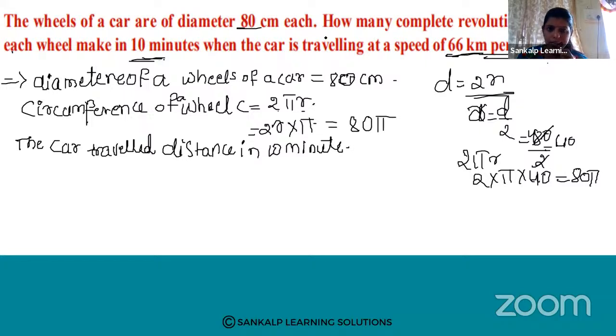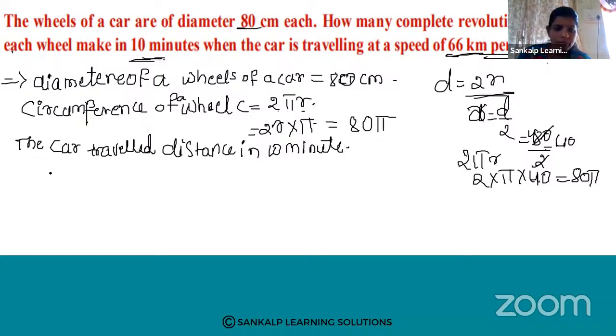So per hour. Here we have 80 centimeter, and here it is per hour. So we have to convert kilometer per hour into centimeter. Convert kilometer into meter and then meter into centimeter. Okay, next, this 10 is in minutes, and here it is in hour. So we have to convert this into minutes.